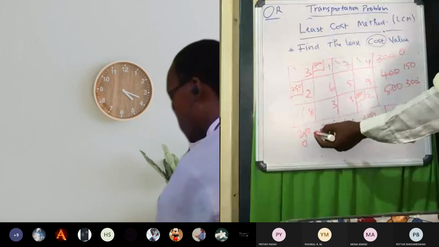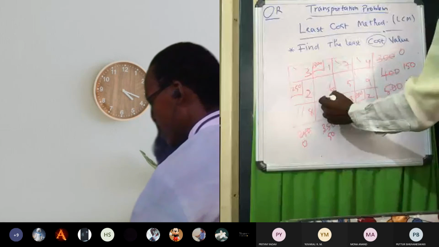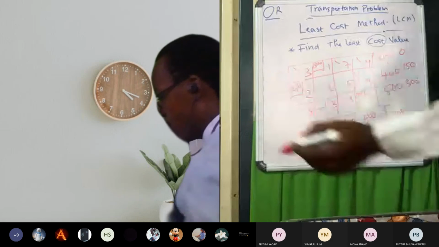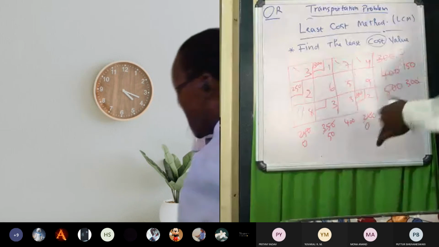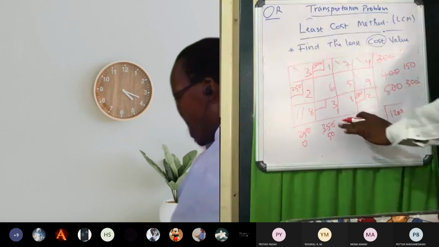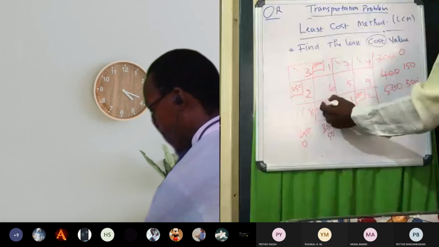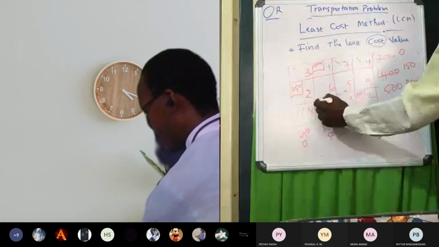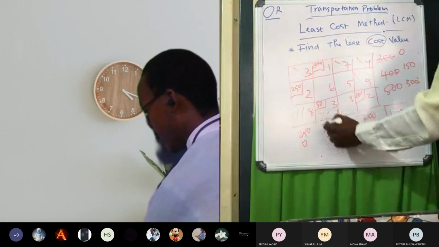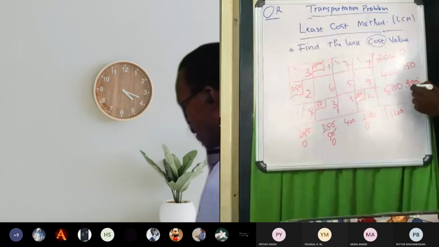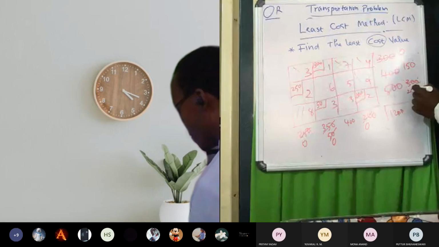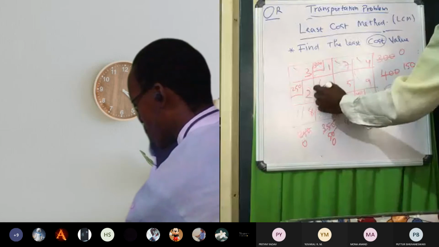Now we remain with 6533. Here you can see 3 is also a tie. You can choose any randomly, no problem. When there is a tie, you can choose randomly. Okay, I choose this one. Here we have 50 and 300. Here I put 50, it's going to be 0, and it's going to be 250. Clear? This is going to be closed off.